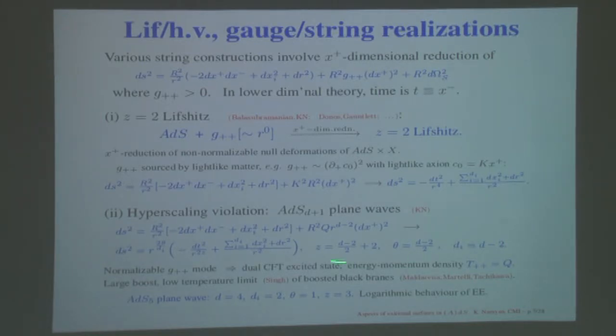Okay. So here are these hyperscaling violating like spacetimes. They are fairly simple excited states in the CFT. In particular, for the AdS5 plane wave, what we find is that this D here is 4. The boundary space dimension in the lower dimensional theory is 2. Theta is 1, and Z is 3. And so this in fact gives this logarithmic behavior.